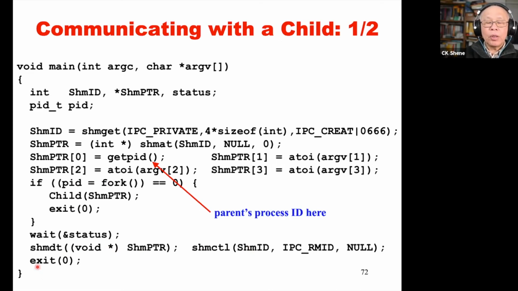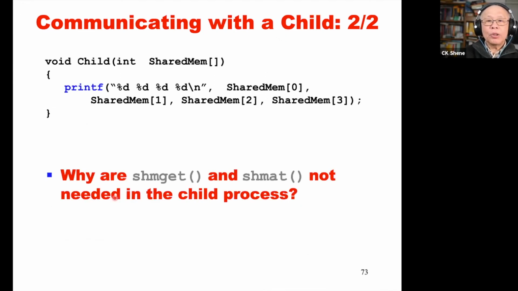So this is a portion of a program. Then let's take a look at the child function. The child has a single argument pointing to the shared memory. Then the child is so simple. The child function has an integer pointer to shared memory. It simply prints out the value of shared memory 0, shared memory 1, shared memory 2, shared memory 3, and then returns, finally exits.